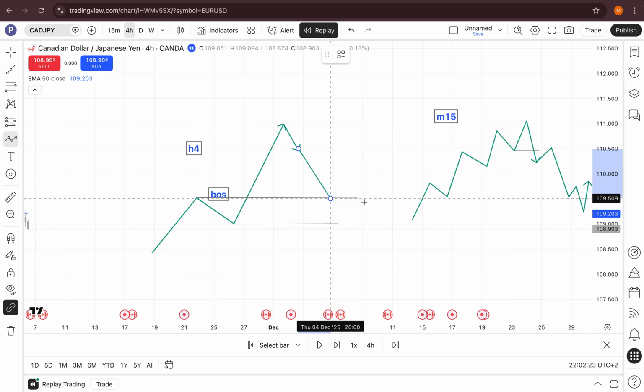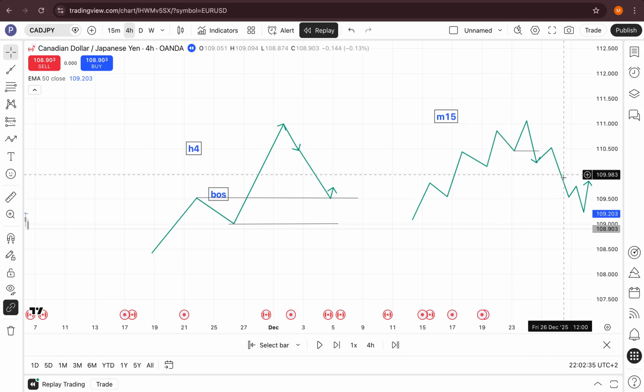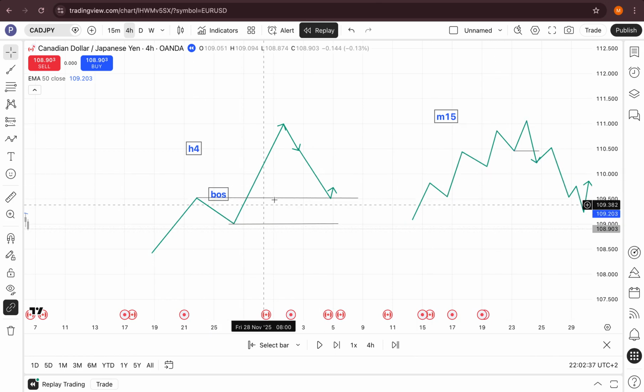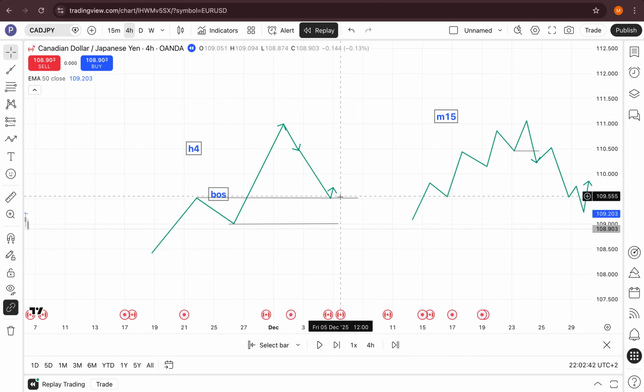Something like this, and then we see a change of character has happened. Once we see a change of character, we now know that our market is aligned, so our lower time frame M15 is aligned with the higher time frame, because overall in the higher time frame H4 we are in a bullish trend.